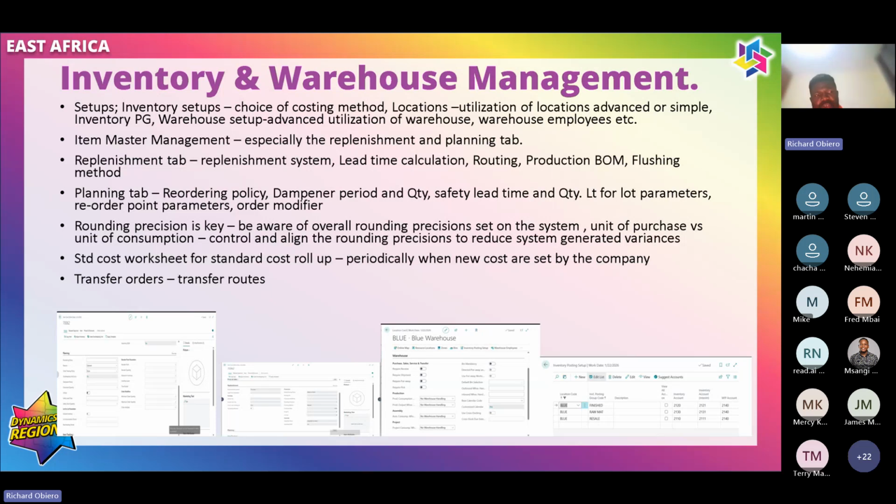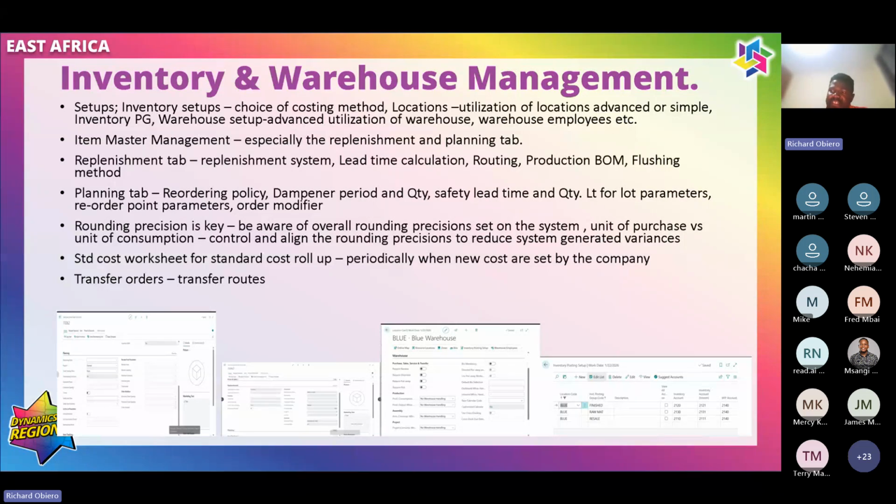So in your inventory and warehouse management, there are setups that you'll have to have. The inventory setups, your choice of costing method, as mentioned. Your locations, as mentioned, so that you decide whether you have a simple warehouse or an advanced warehouse. Simple warehouse whereby you've enabled locations and bins. Advanced warehouse is whereby you have allocation, you have bins, but you're also controlling the pick.